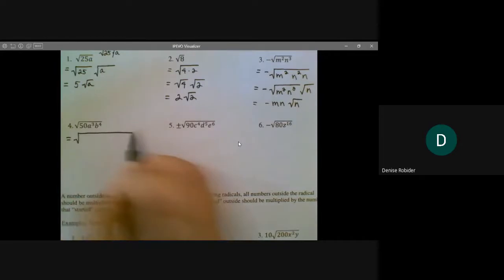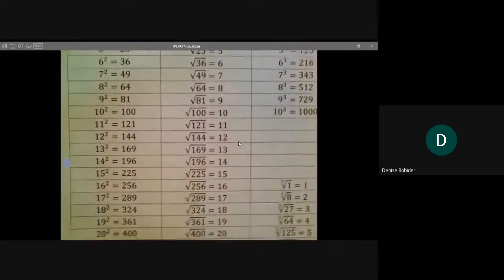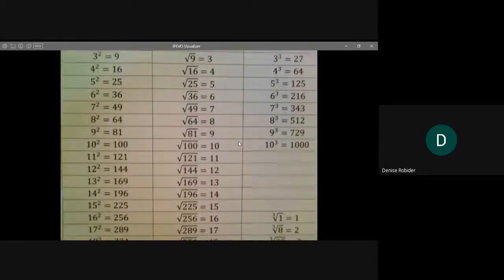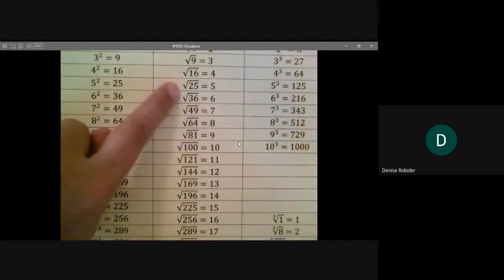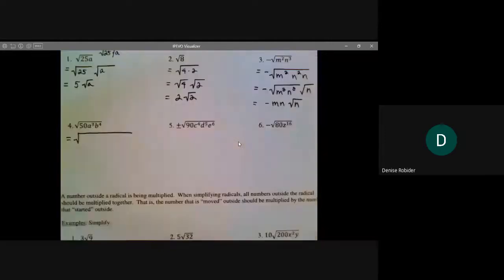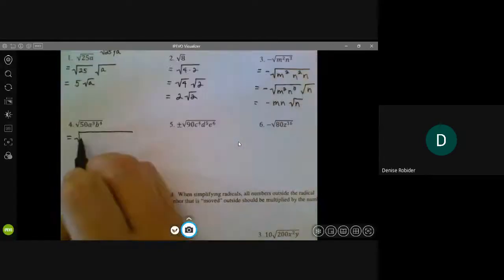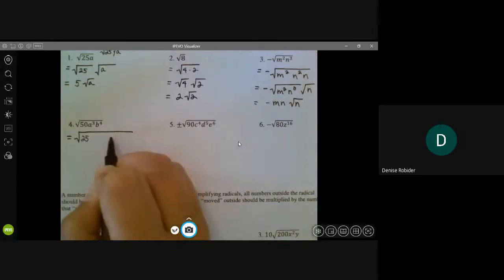Let's see if we can break this up. 50. 50 is not a square. But what number divides into 50 that is a square? Well, I see the 25 right there. So let's use that, shall we? So we're going to take 25 times 2.